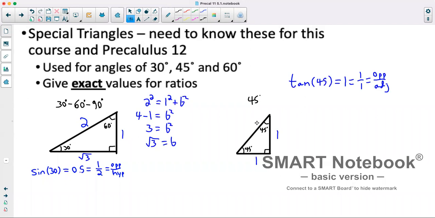We then use Pythagoras to get this side. So we have c squared equals a squared plus b squared. So we have c squared equals 1 squared plus 1 squared. So c squared is equal to 2. So c is equal to square root of 2. So in our 45-degree triangle, both sides are 1, and our hypotenuse is the square root of 2.